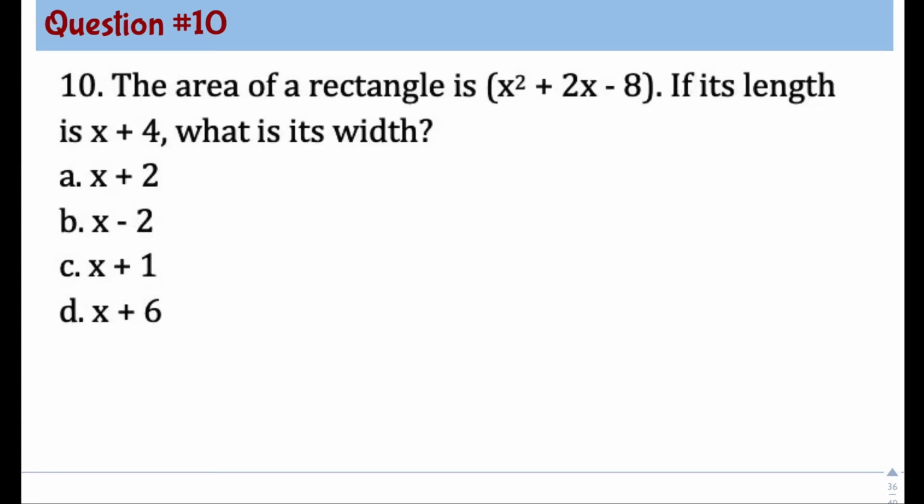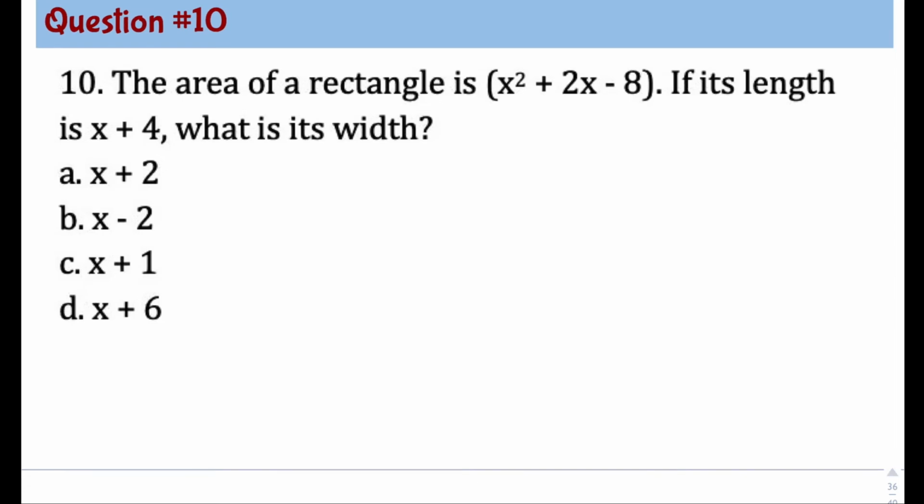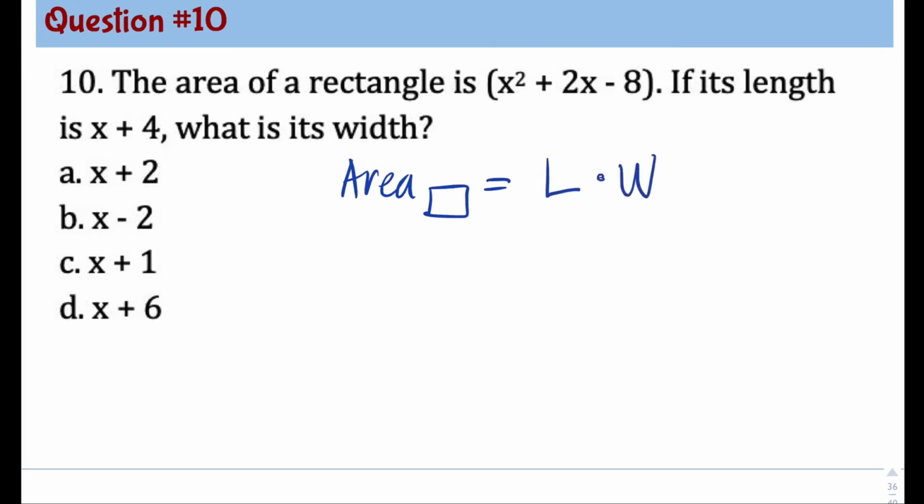Question number 10. The area of a rectangle is x squared plus 2x minus 8. If its length is x plus 4, what is its width? Can you still recall the formula to calculate for the area of a rectangle? Area of a rectangle is equal to length times the width. So in this problem, the length is given and it is x plus 4. We need to multiply it by the width to get that x squared plus 2x minus 8.